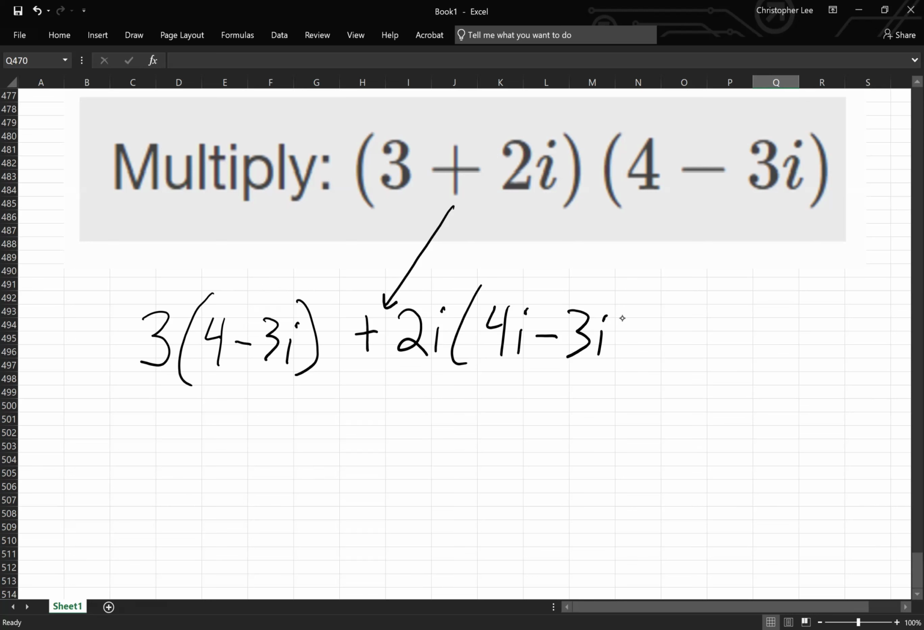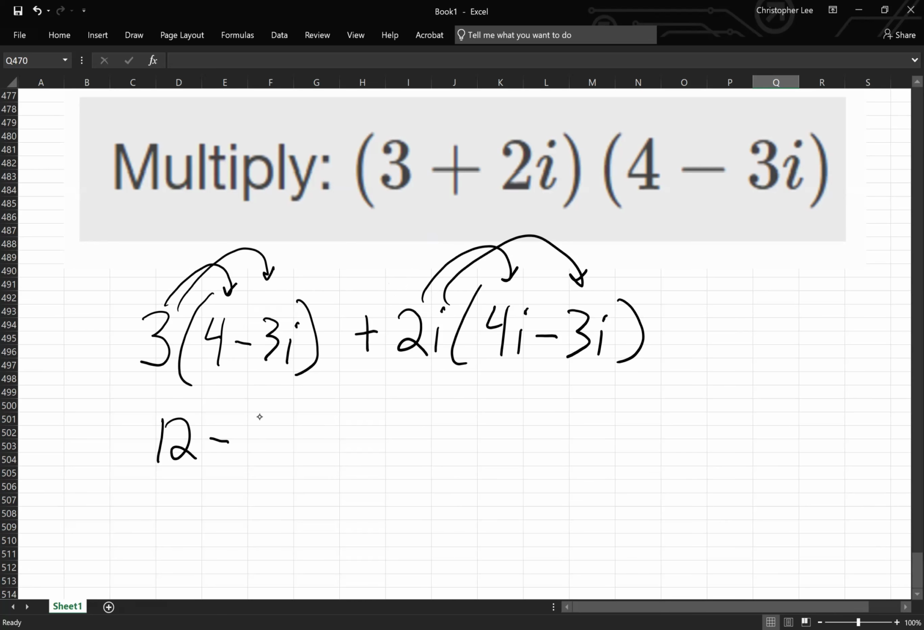This is another technique that you guys can use. You all have this option if you want to use it. You're just going to distribute, and then distribute, and then you just combine like terms. Very simple. 3 times 4, 12, minus 3 times 3i, 9i, right? Plus 2i times 4i is going to give me 8i. Oh, wait. That's not supposed to be there. I'm sorry. It's going to be an 8i because that's supposed to be 4 minus 3i. That's my mistake. Sorry about that.